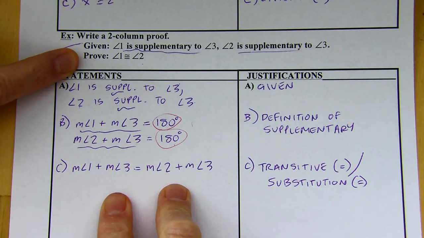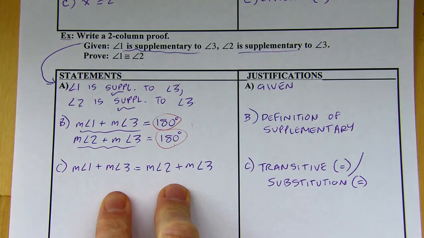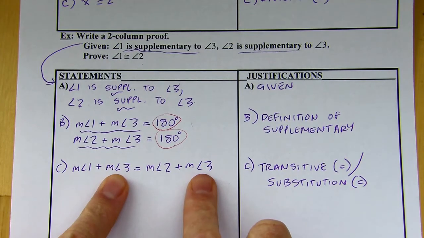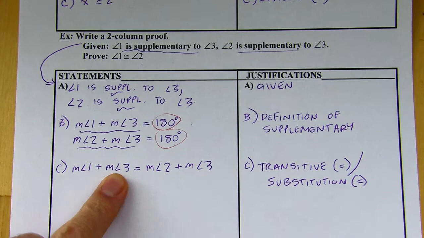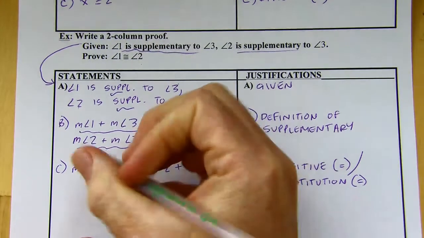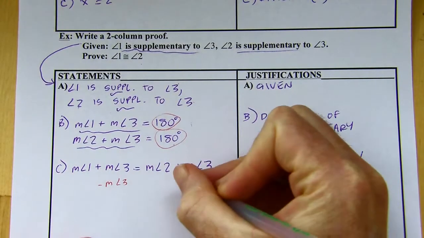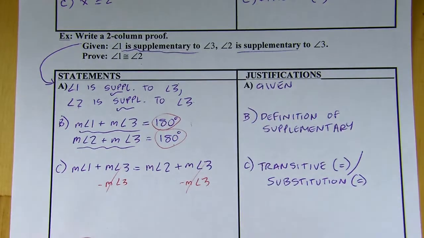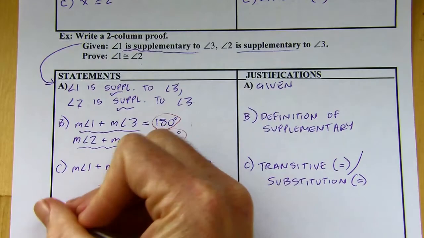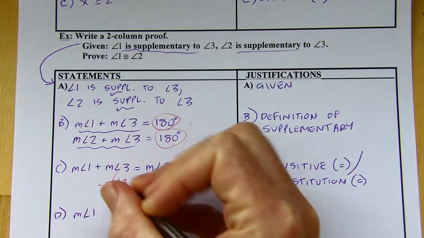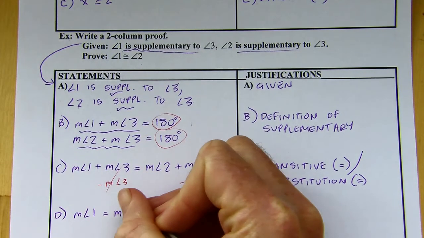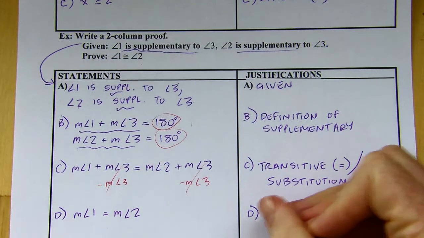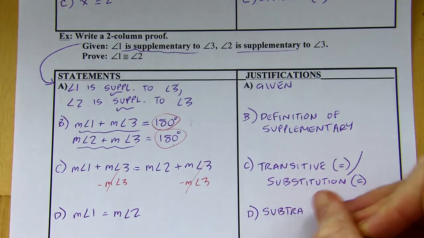So what I'm thinking, I want to get down to just angle 1 is congruent to angle 2. So I don't really want the angle 3's in there, but what if I just subtract the measure of angle 3 from both sides of this equation? Because if I did that, then those will just drop out, right? And then I'm down to the measure of angle 1 is congruent to the measure of angle 2. Okay, so I subtracted the same thing from both sides of the equation, so that would be the subtraction property of equality.